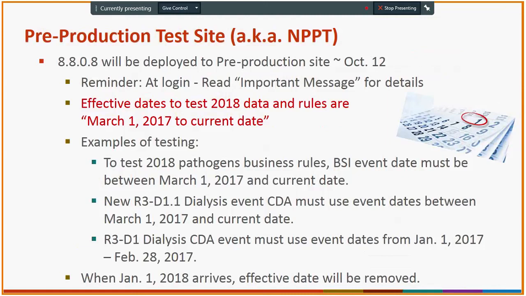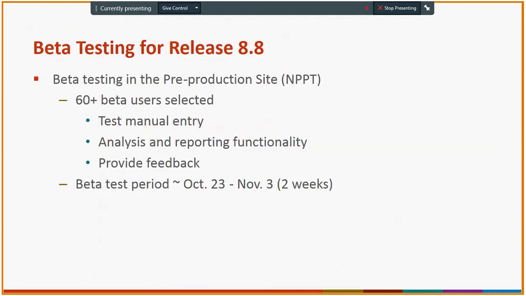and the current date. The new R3D1.1 dialysis event CDA must use event dates between March the 1st and the current date. The current R3D1 dialysis CDA event must use event dates from January 1st, 2017 through February the 28th, 2017. When January the 1st, 2018 arrives, effective date will be removed. Next slide.